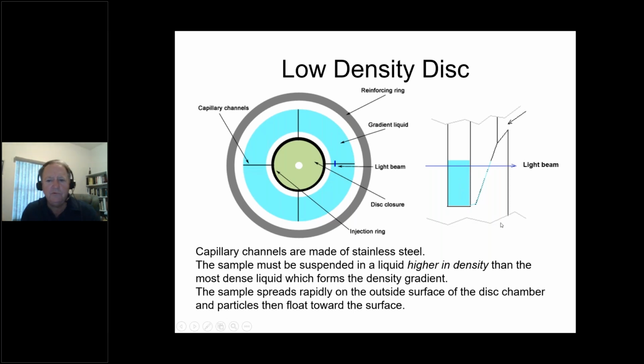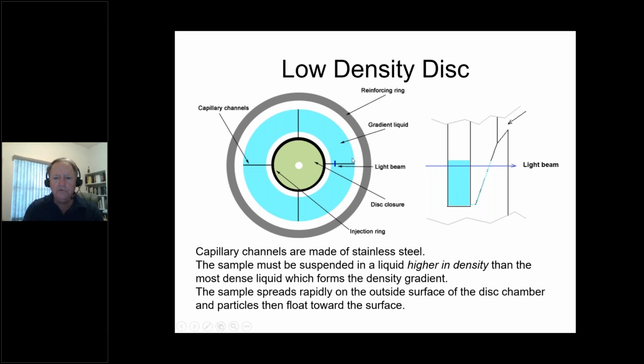The sample that you inject has to be suspended in a liquid that is higher in density than the most dense liquid that forms the gradient. And that's so that the injected material will spread evenly over the bottom and allow the particles to start uniformly floating towards the surface.